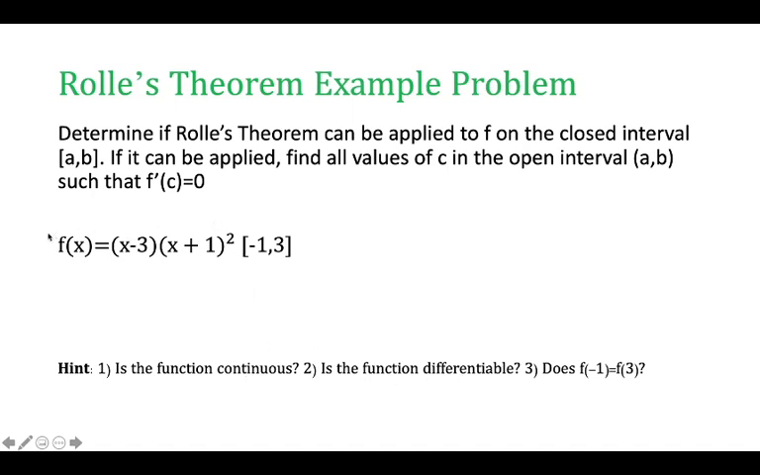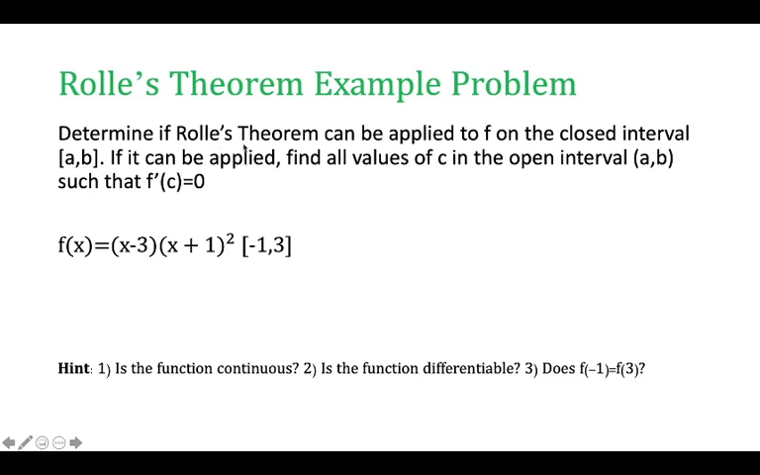Since this is a polynomial, we know that all polynomials are continuous. And also if you take the derivative of this function, we know it's continuous too because there are no points where it would be discontinuous. So the original function and the derivative of this function are both continuous. So this function is continuous and differentiable.